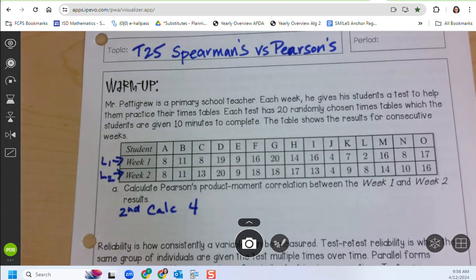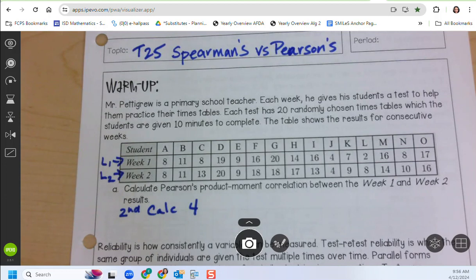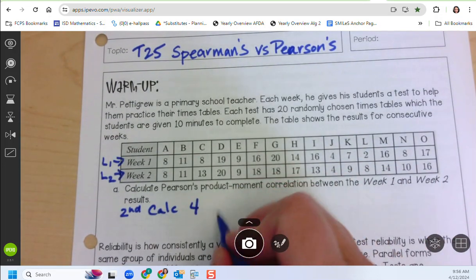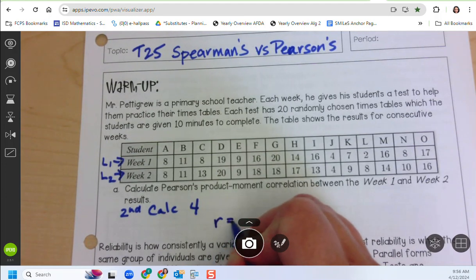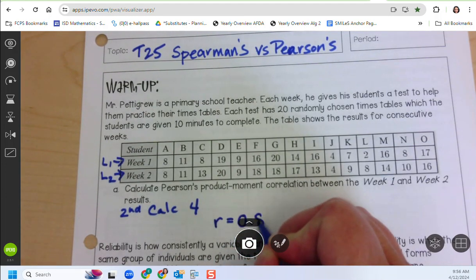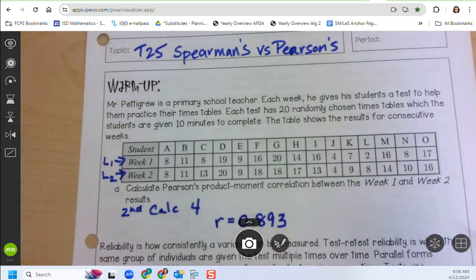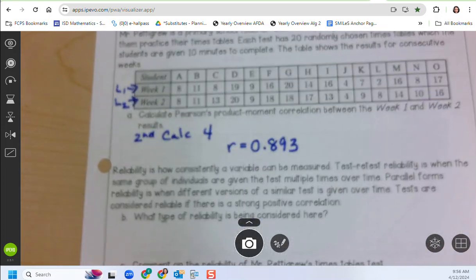Did anybody have the R not show up right away when they did the R value? Because remember last class we pressed mode on our calculators and we went down and turned on our diagnostics. So if your calculator gets cleared, that will go away, and so you have to go back to mode and turn on your diagnostics. I must have had a typo when I did it, but you guys are getting the same thing as my answer key, which was R is equal to 0.893. So I'm going to trust that answer. Does anybody have a question about how to get that?